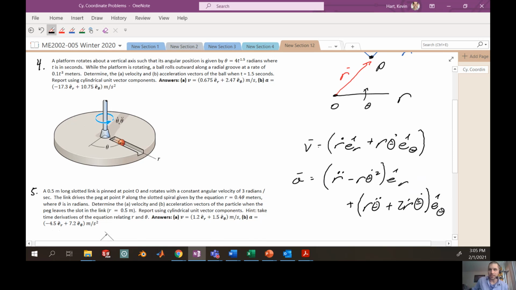If you are a little bit shaky on where each one of these comes from, I'd encourage you to go back and watch the lecture video that I did last Wednesday for what would have been last Thursday's lecture on how we derive these velocity and acceleration expressions.